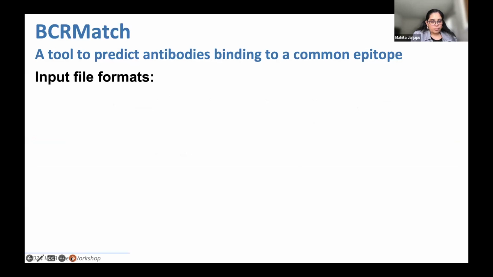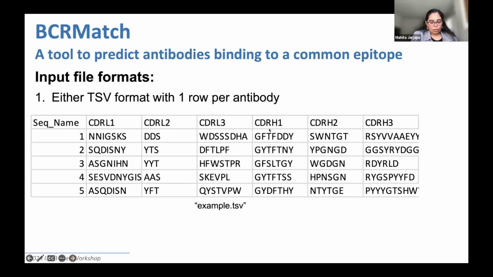Now I'm going to explain what the different input file formats are. The input file can be in TXT format. That is how the TXT format will look like. The third column is the name of the antibody, the ID, and then for each antibody, the sequence of each of the CDR loops: the sequence of the CDR1 loop, the sequence of the CDR2 loop, and likewise the sequence of the CDR3 loop for each of the antibodies.